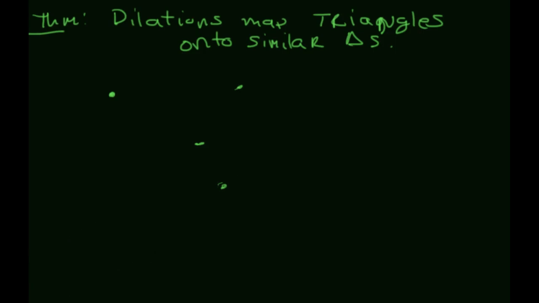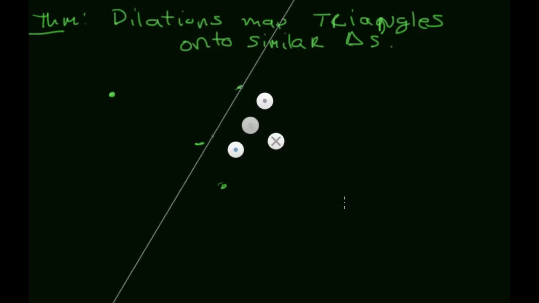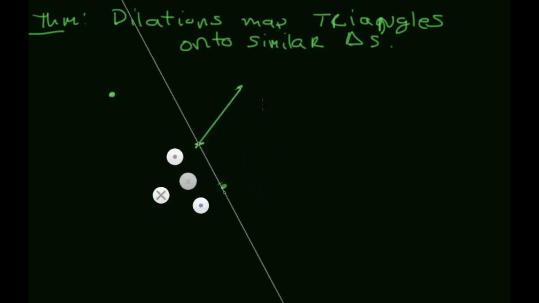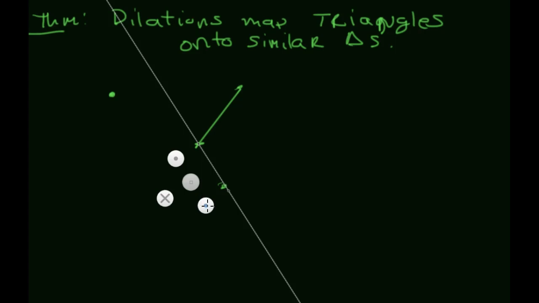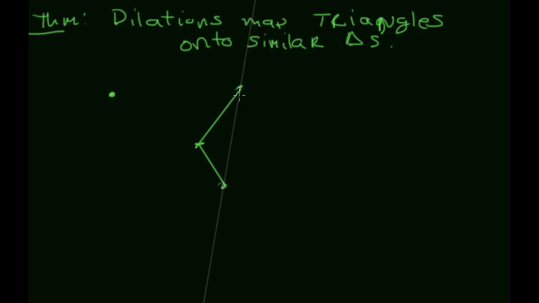Let's get rid of that garbage. I'm going to do this a little more cautiously, so I'm going to use the ruler here. There's one side of my triangle, there's the second side of my triangle, and there's the third side of my triangle. We're going to call that A, we'll call this B, and we'll call this C. So we're going to perform the dilation.